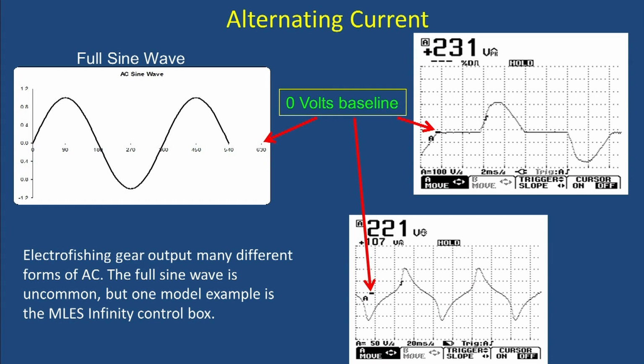Now here are some actual outputs, at least the two on the right for electrofishing equipment. On the left, there's a full sine wave, the classic sine wave you get out of the wall, which is uncommon. But the Infinity control box, one of the control box models, does put out a full sine wave. You'll see that later in the demonstration. The other two are also AC waveforms. Anytime you have a positive and negative excursion on a waveform, it's an AC waveform, but it can take different appearances.